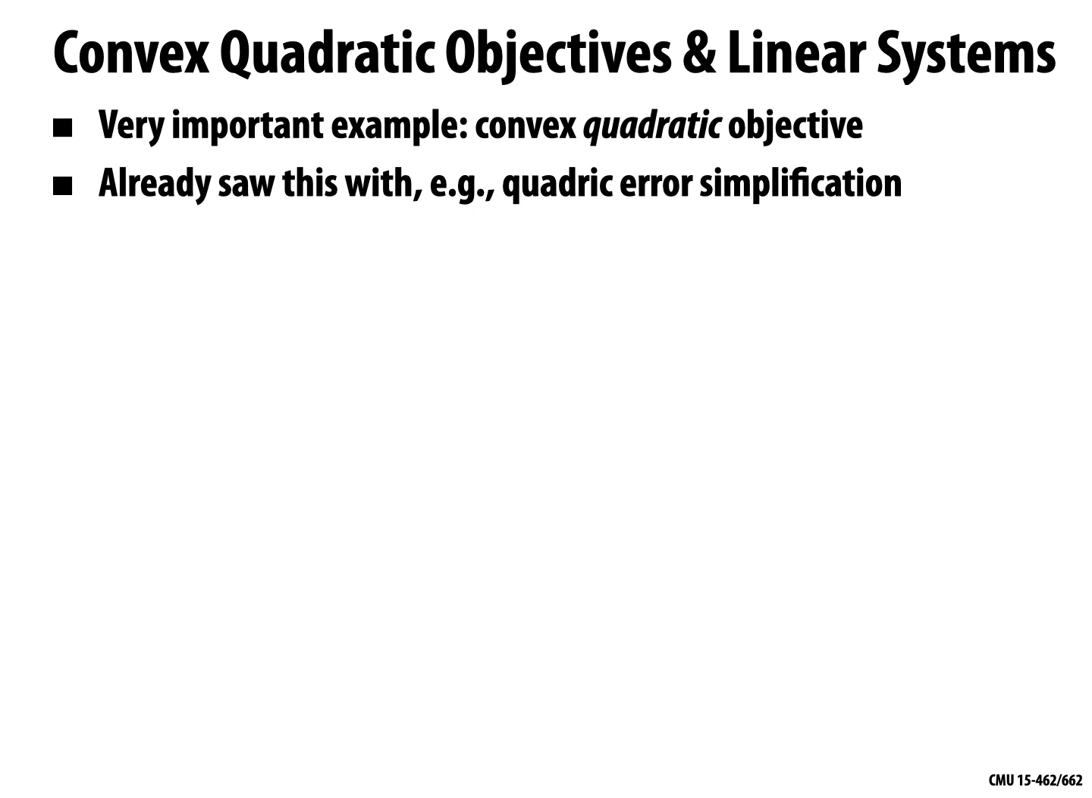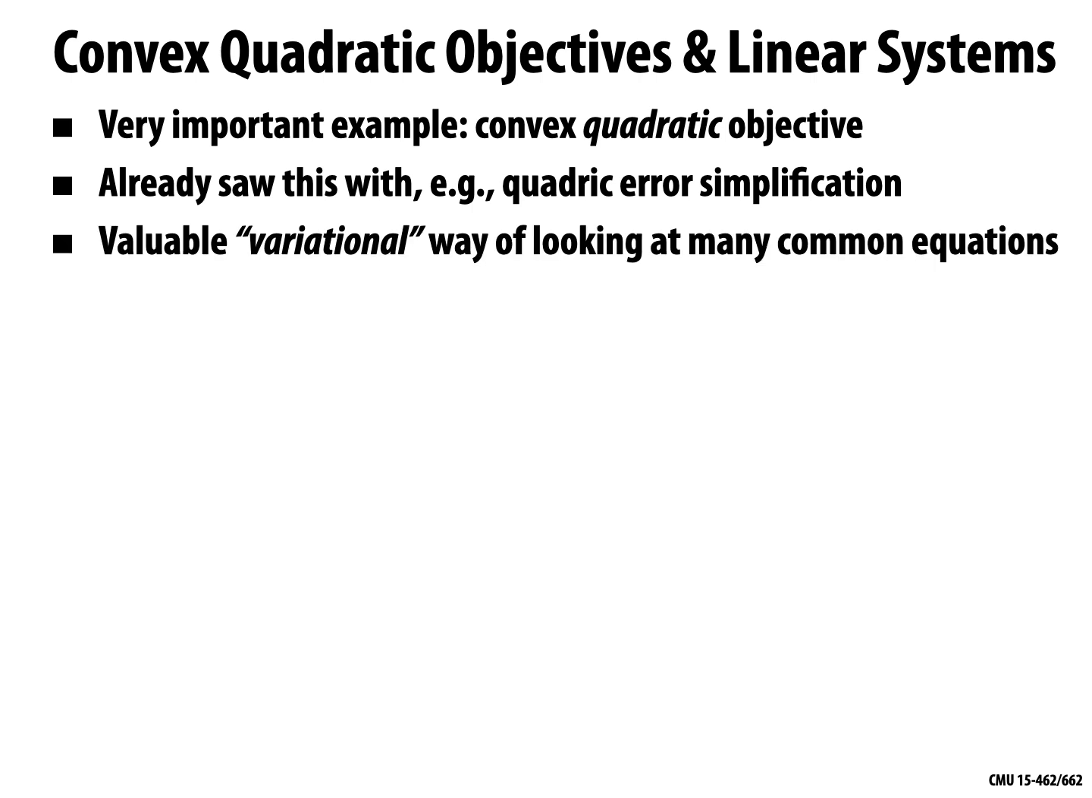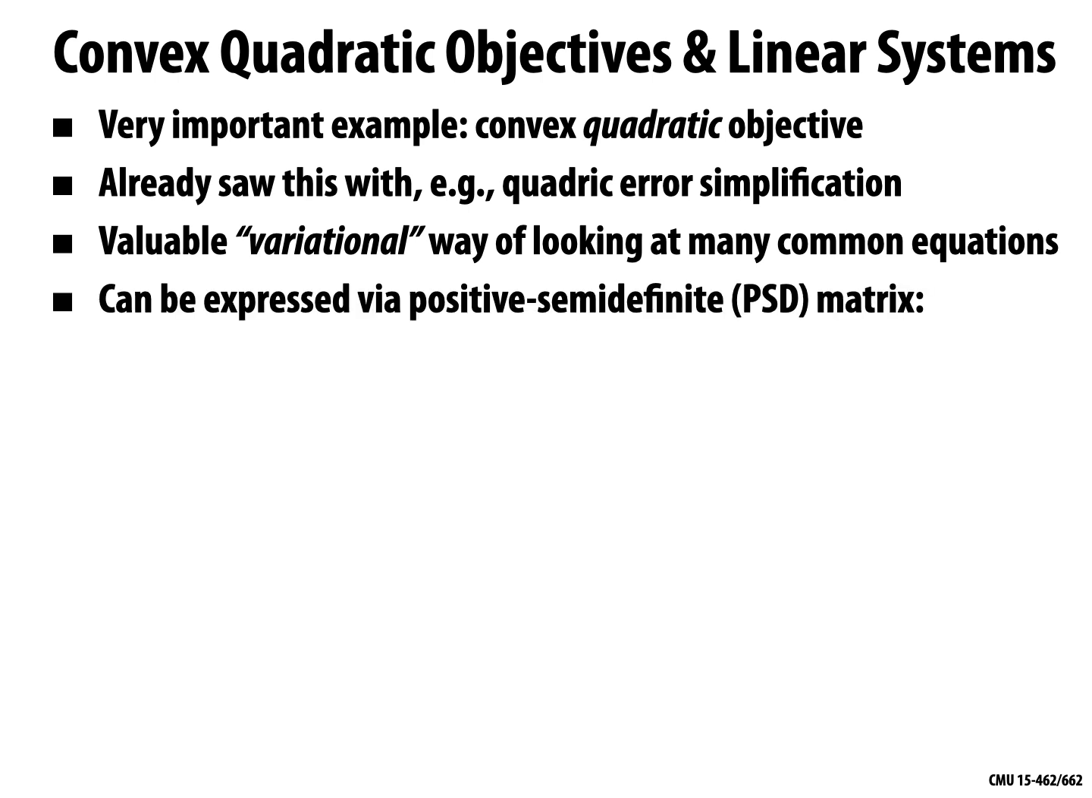Okay? This is also a very valuable way of looking at many common equations. There are a lot of equations that pop up in graphics that you might not realize are minimizing a convex quadratic problem, but they are. And thinking about it this way can help you understand how the solutions behave, how to solve these things, and so forth. So how do we write one of these down? We can express it via a positive semi-definite matrix.